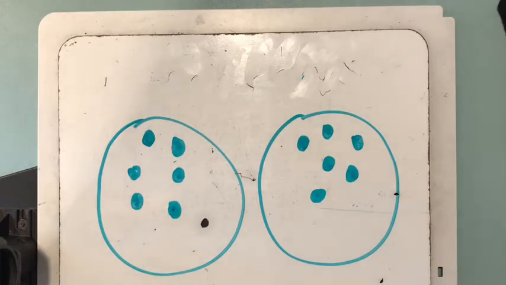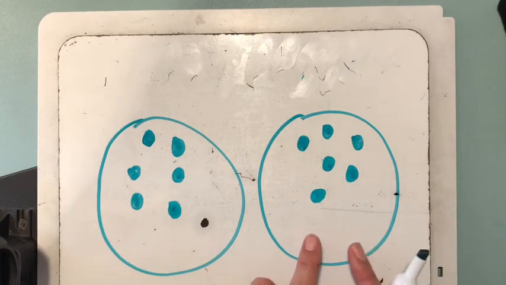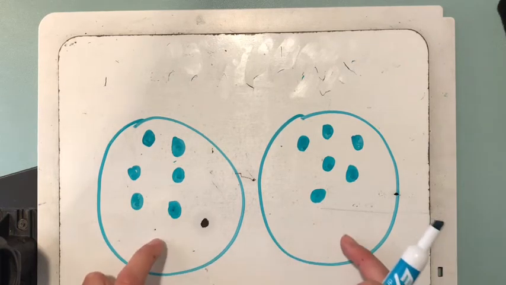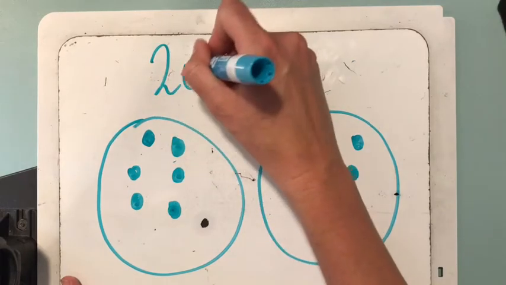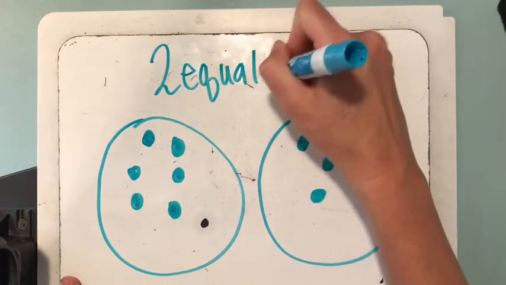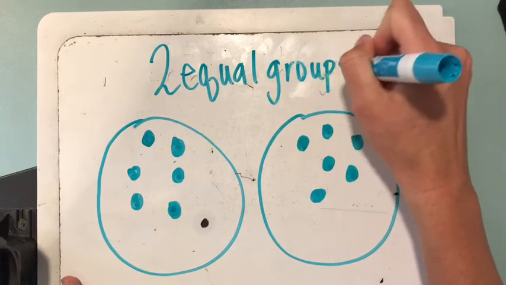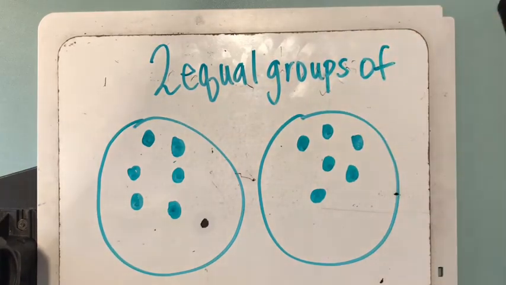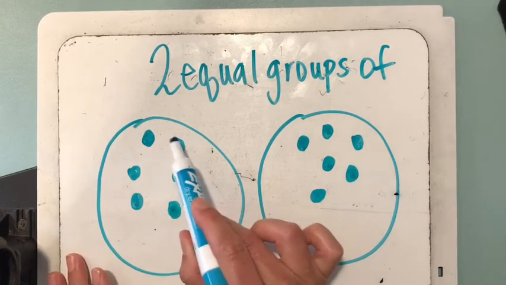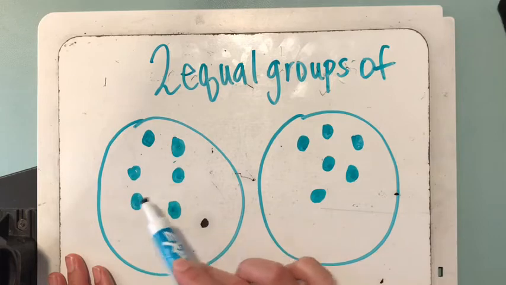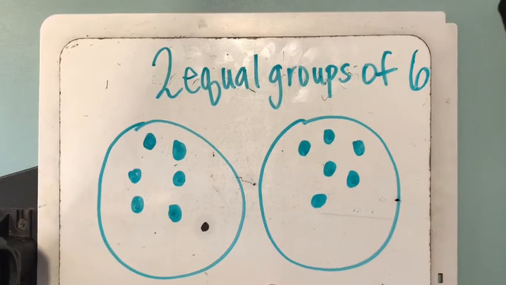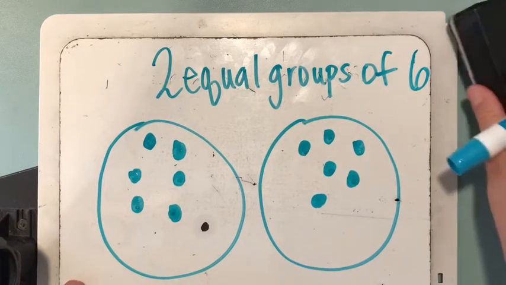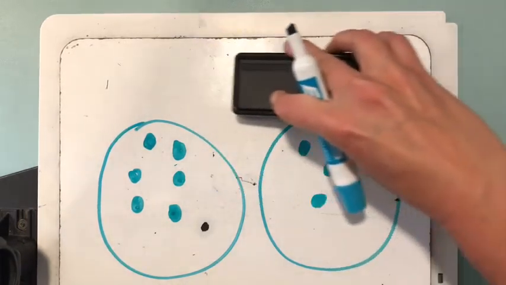Now, what did I do? I created equal groups, right? 2 equal groups of what? How many are in each group? Let's count. 1, 2, 3, 4, 5, 6. So I have 2 equal groups of 6. Very good.